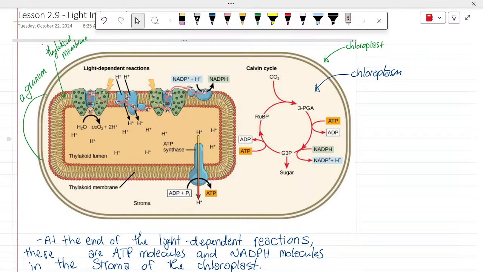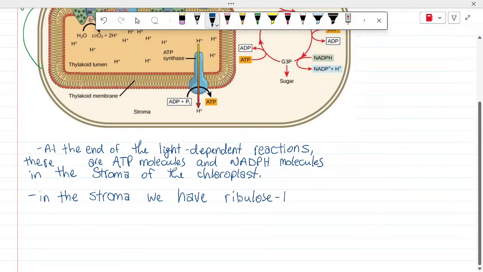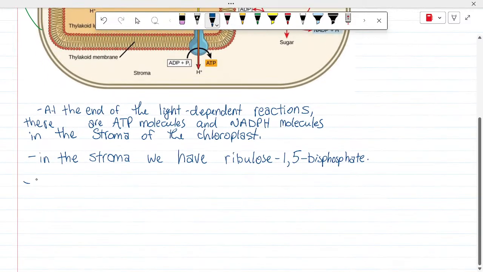So, here's what we're going to do. In the stroma, we have the molecule ribulose 1,5-bisphosphate. All right, it's already present in the chloroplast. I'm going to give you a handout that has specific drawings of all these things. We're just going to track carbons, kind of like we did in our first run through cellular respiration. Does that make sense? Oh, I said it's already present, but I've written that already. I was being redundant here.